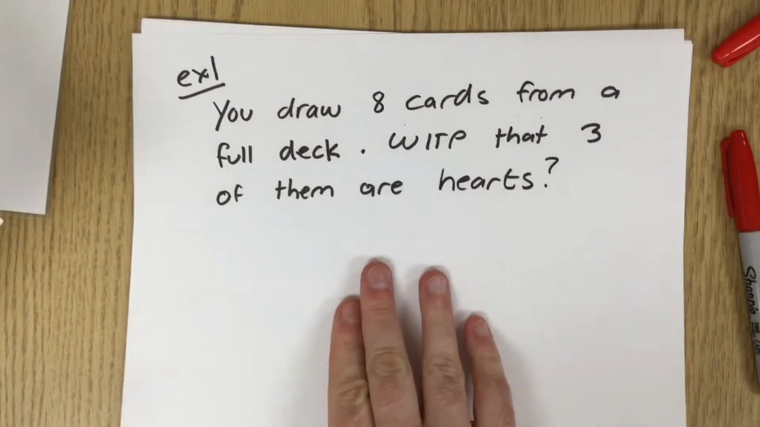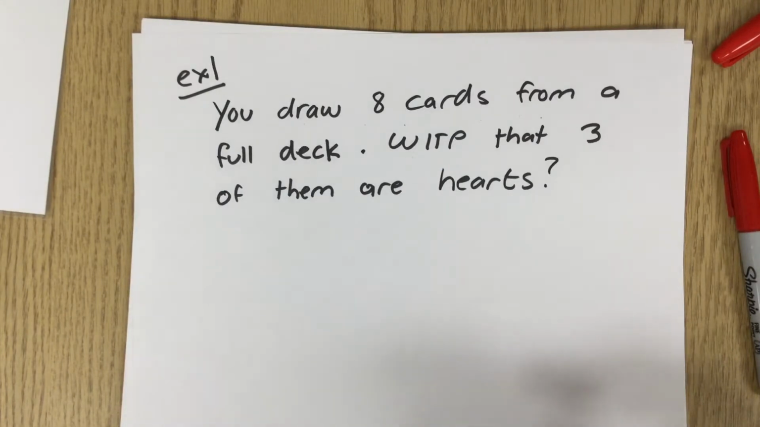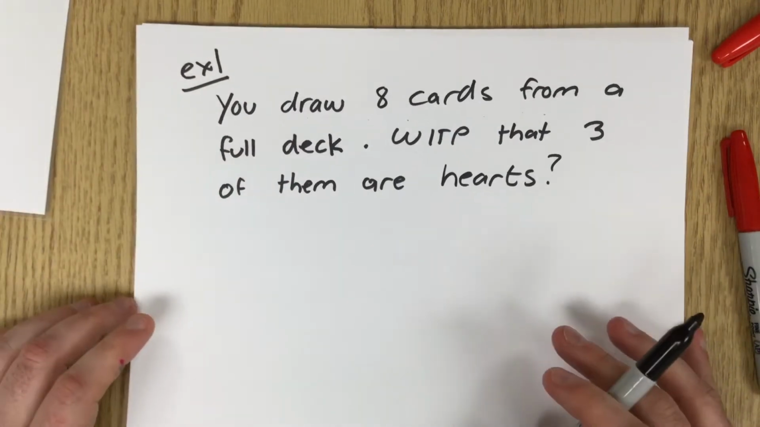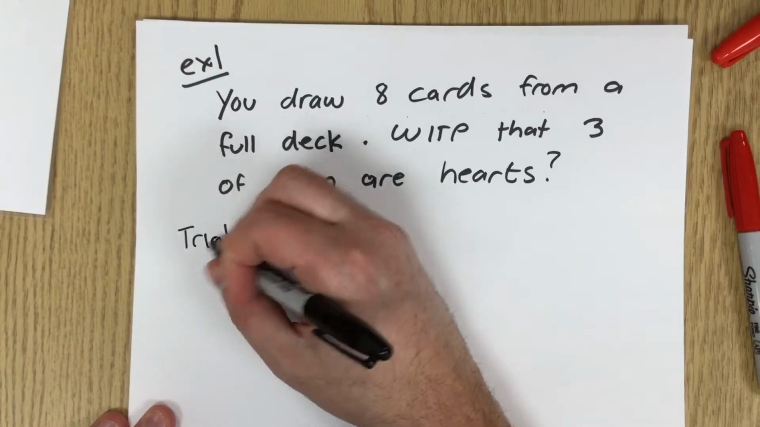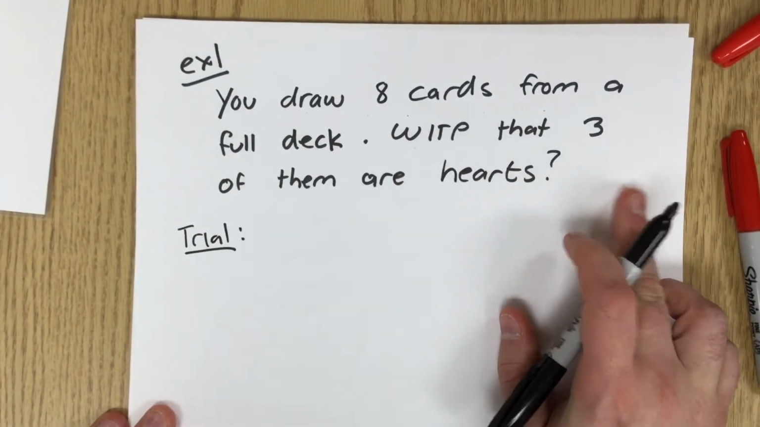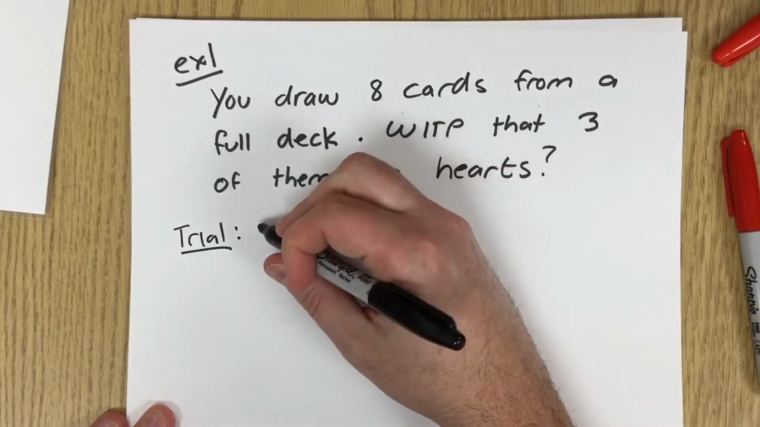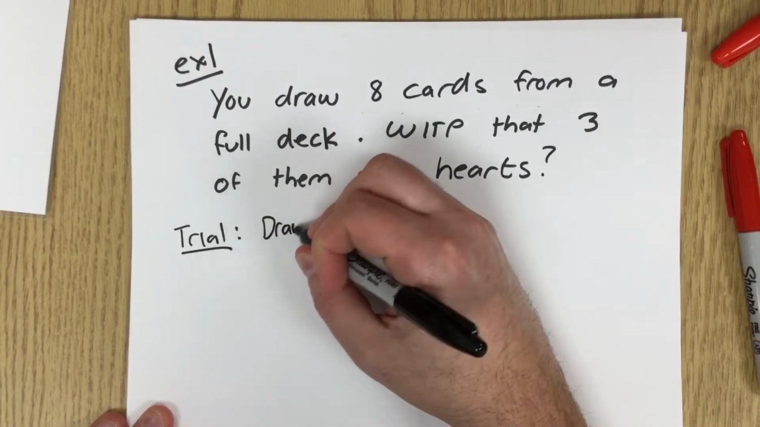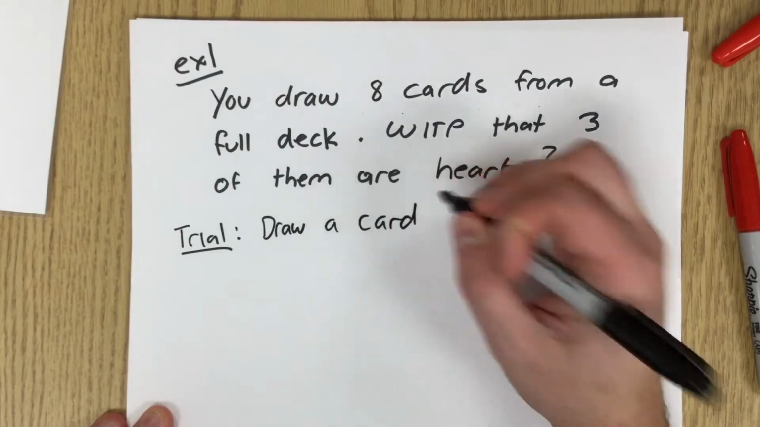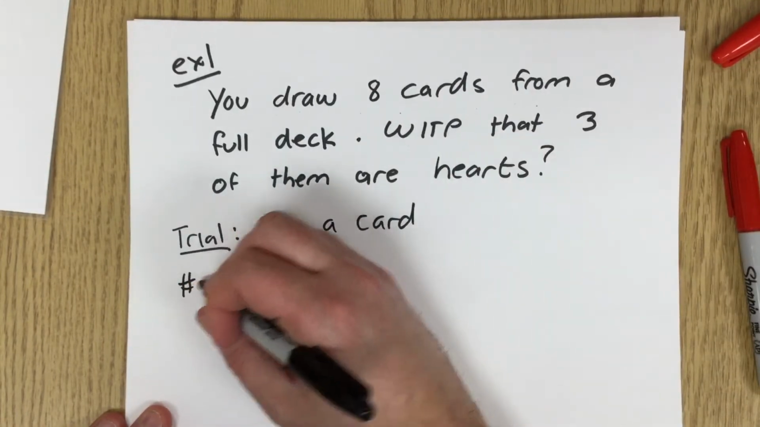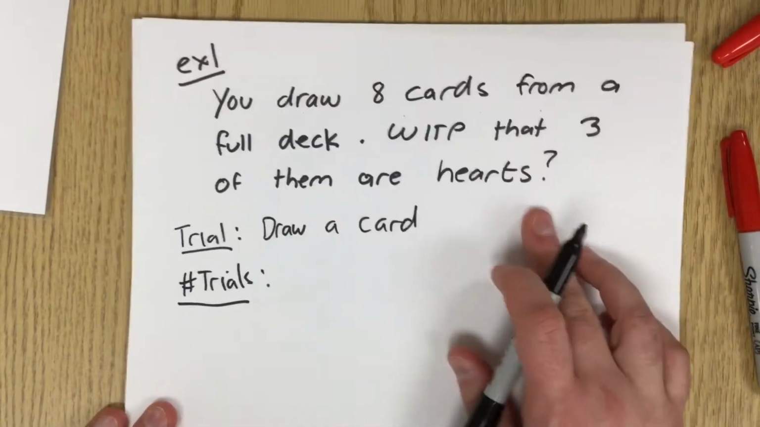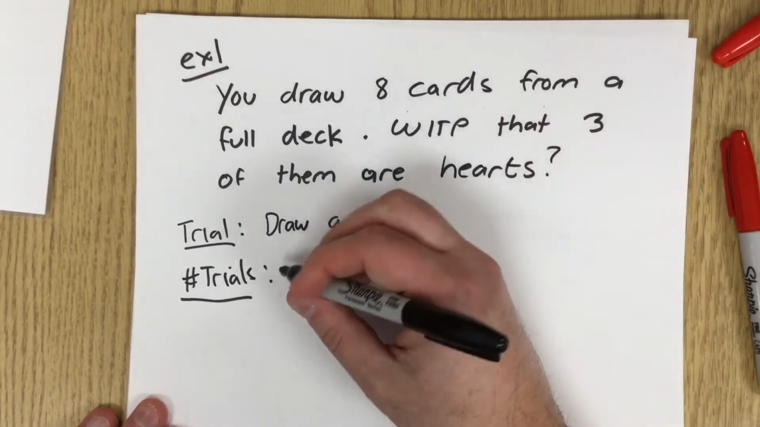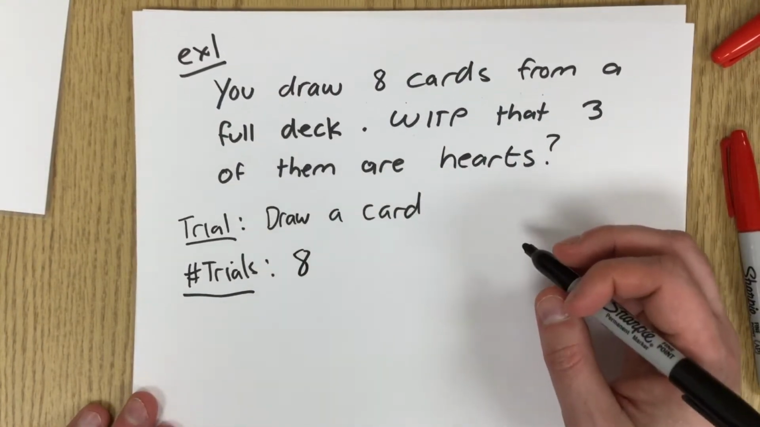Okay, the next bit you don't have to write down, just watch this. It's not that important. We're going to try to figure out, is this binomial? So what do we know? First of all, trials. What would be a trial here? You draw 8 cards from a full deck. So a trial is drawing a card, and the number of trials is 8.